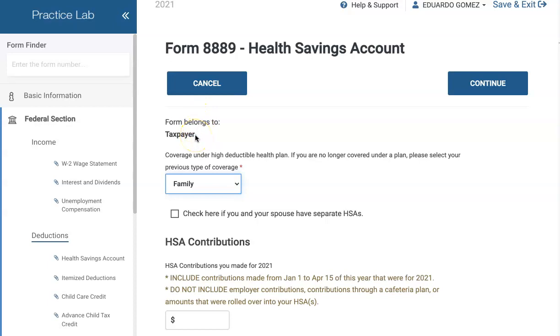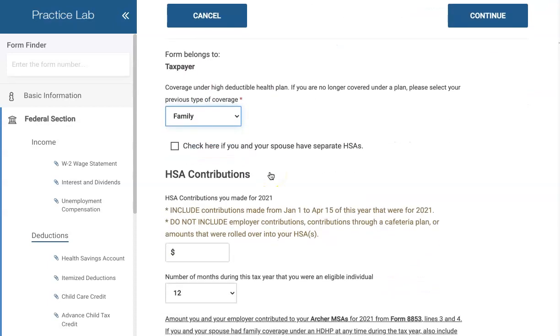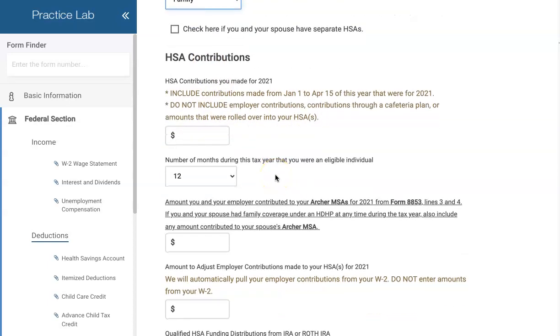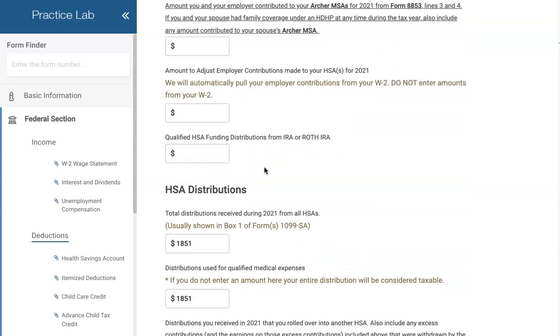That is, Eduardo's employer is the one who is contributing to it, and Eduardo is the owner. It is not possible to have a joint HSA. The HSA belongs to either the taxpayer or the spouse, but not both. It's a family policy, family coverage, so that means that family expenses can be used as qualified expenses. So in the Gomez case, there was no contribution by the Gomezes, and they were eligible for all 12 months.